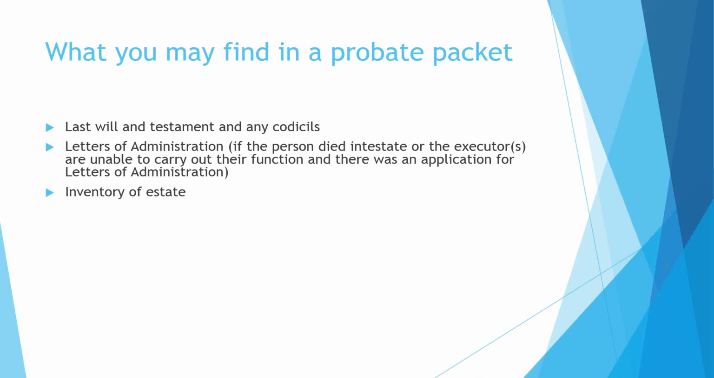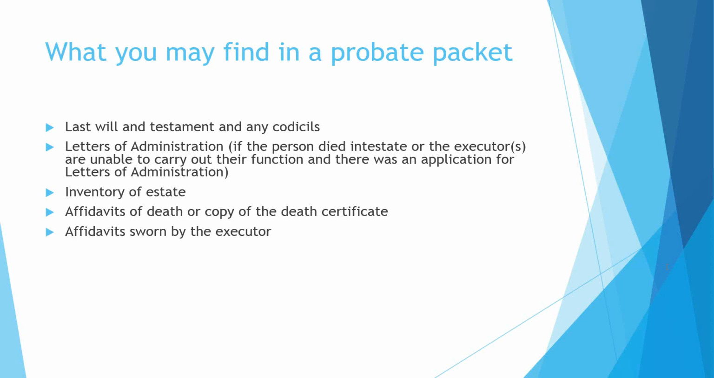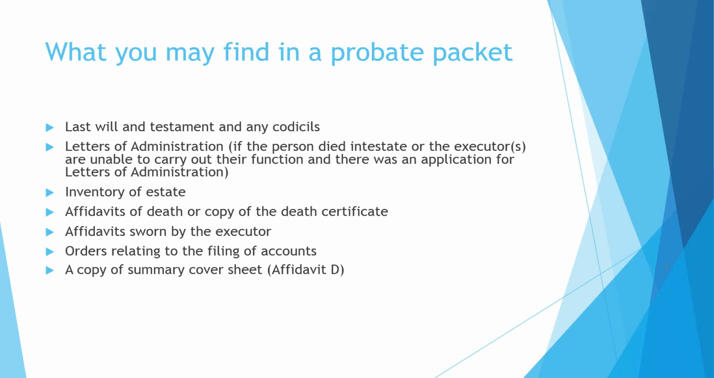You might see an inventory or a list of all the things the person owned at the time of their death, so an inventory of the estate. You will probably see affidavits of death and or a copy of the death certificate. More unusual to see the copy of the death certificate, but they are in there. Affidavits sworn by the executors. Orders relating to the filing of accounts. A copy of the summary cover sheet, Affidavit D, we'll see one of those later. The executor's petition for probate, and the grant of probate itself. So yay, sounds like a lot of legal documents, but there are some interesting things you can find out about your deceased within the packet.